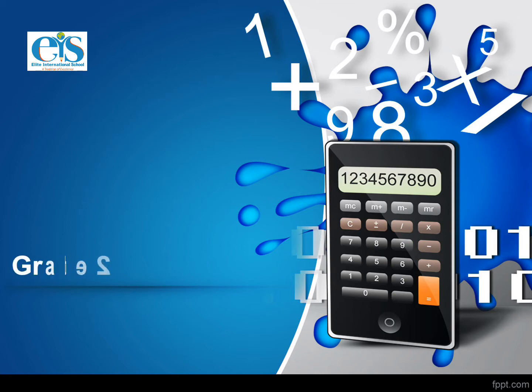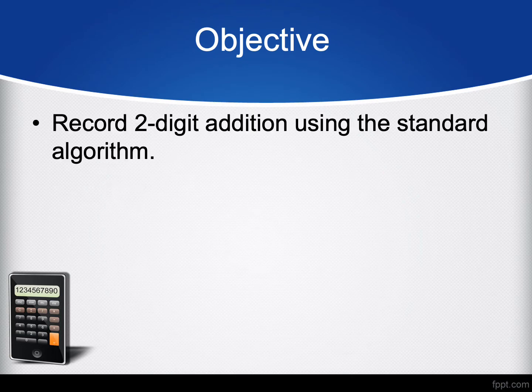Welcome to the class of math, and we are doing chapter 4, lesson 4.6, two-digit addition. Let's look at the learning objective of this lesson. Our objective for today: record two-digit addition using the standard algorithm.